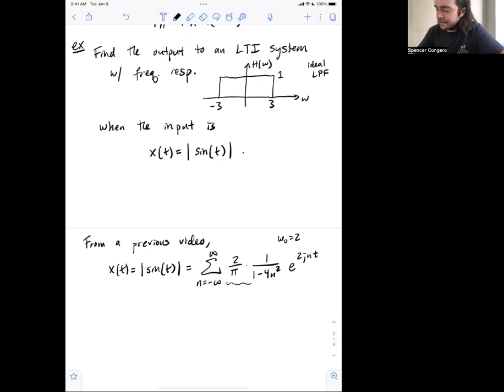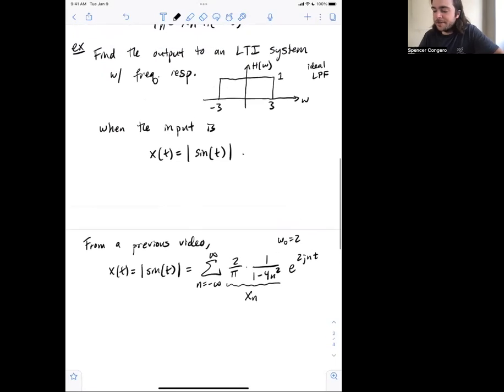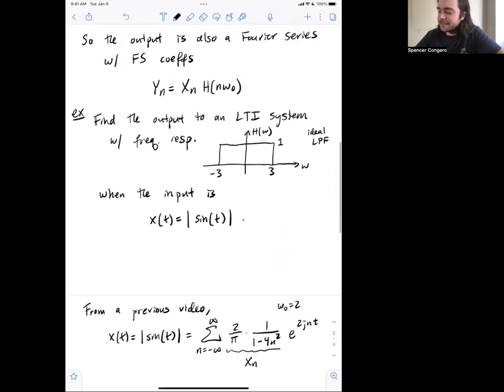Okay, so right here, these are our x sub n's, the Fourier series coefficients of our input. And we want to find the output. So how can we do that? Well, in general, if I just came to you with the system and said, here's the input, find the output, it would be very difficult just from this expression. But we're going to use the Fourier series representation of that function in order to get the output very easily. And how do we do that?